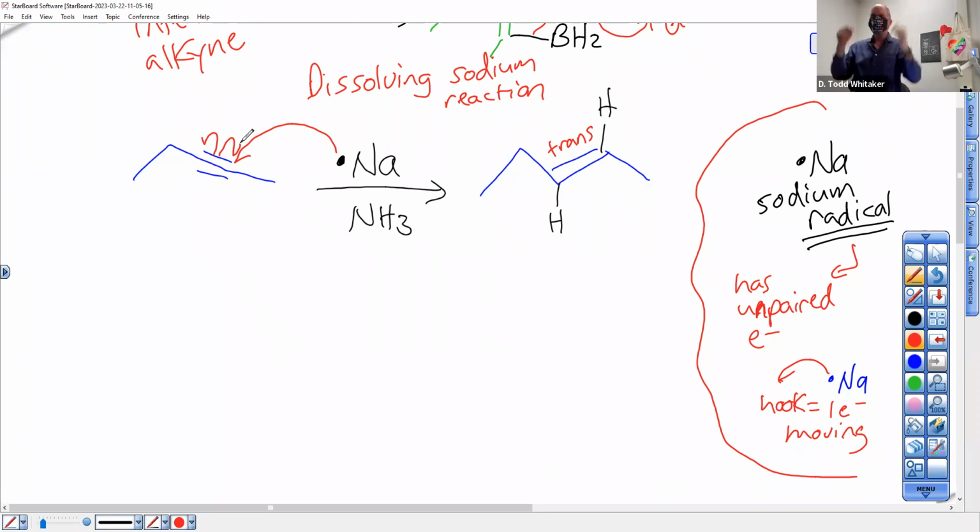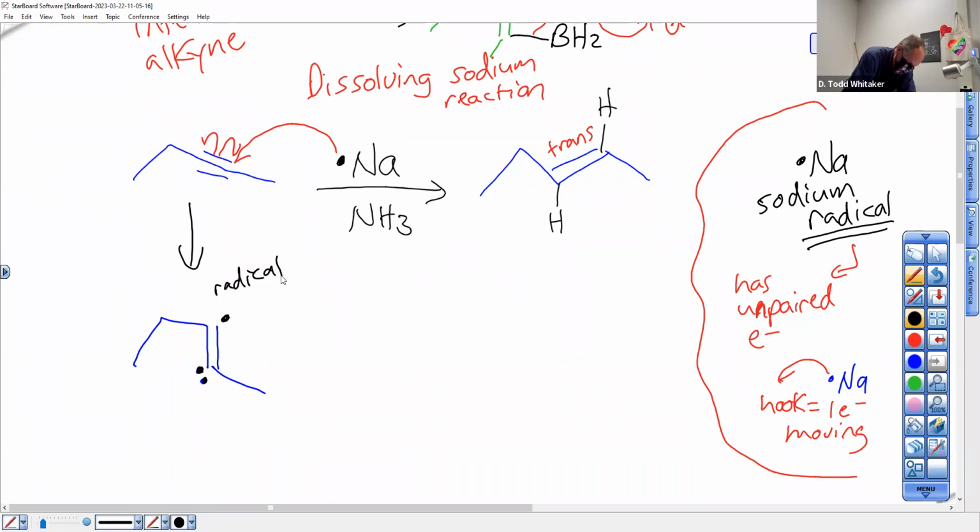Two hooks ending on the same atom is a lone pair. Gotta be careful how I say things. Two hooks meeting on the same atom is a lone pair. I'll put it in black. Now, what about the other carbon? How many electrons does it have on it? One. That's called a radical. And this one's called an anion. When I'm finished, it's going to be called an anion because that carbon has a minus charge.